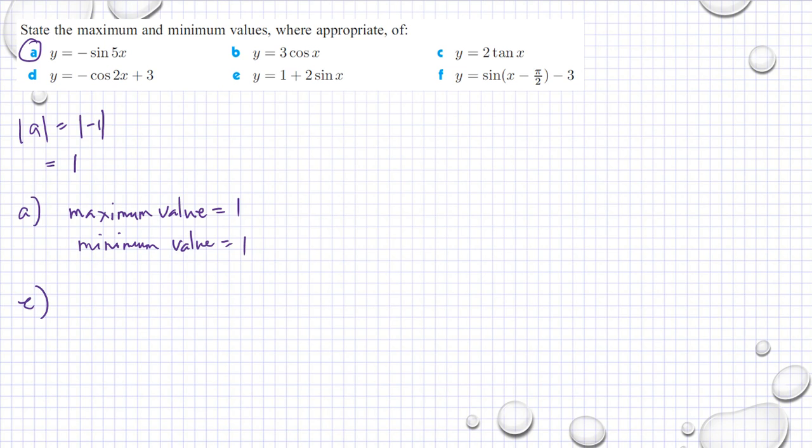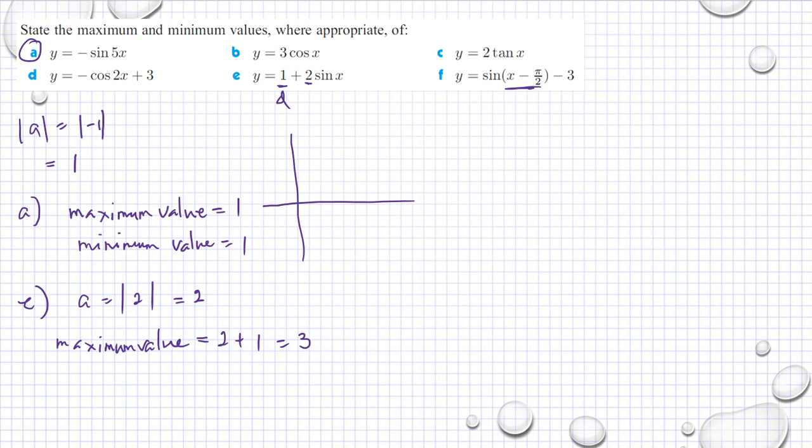And then we try E. We have A is equal to the absolute value of 2, and then that is equal to 2. This is our A. So our maximum value is equal to 2 plus our D there, 1, that is 3. Now, before we continue with the minimum value, I will draw a sketch of this.